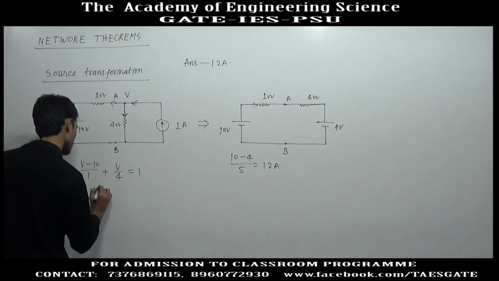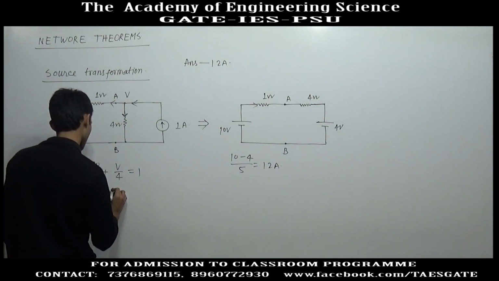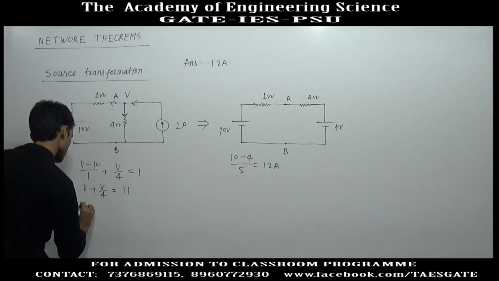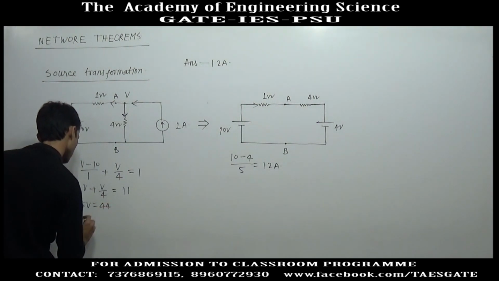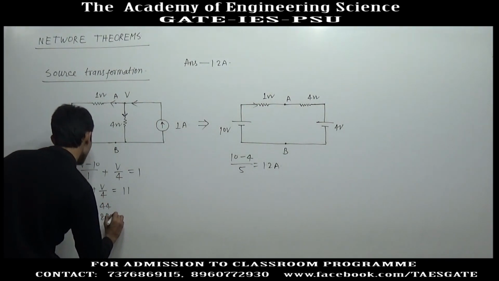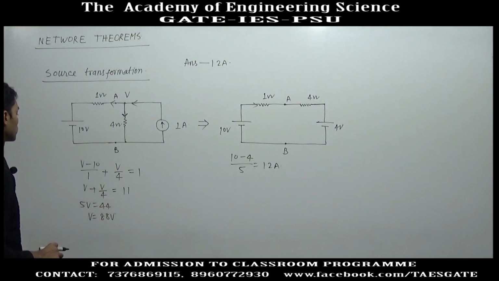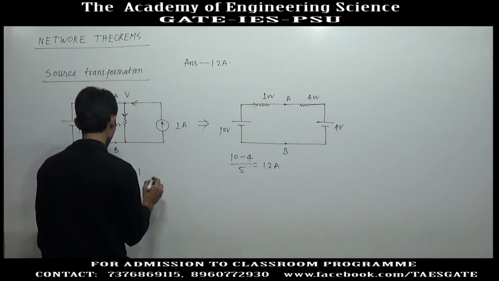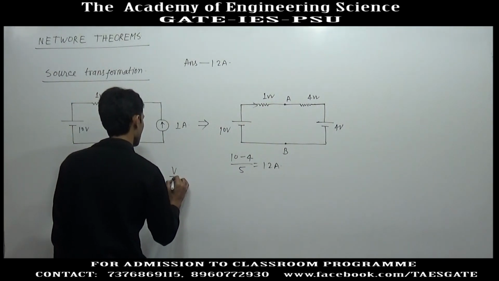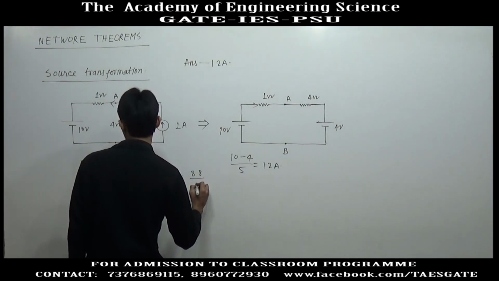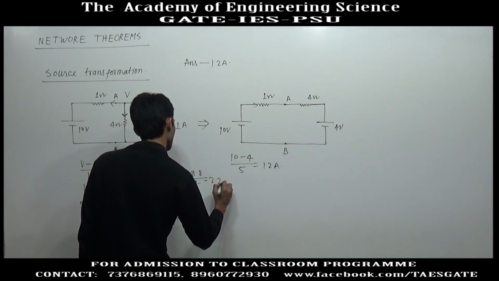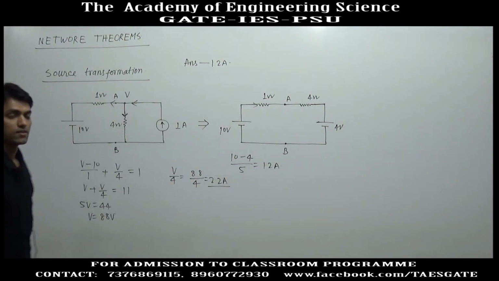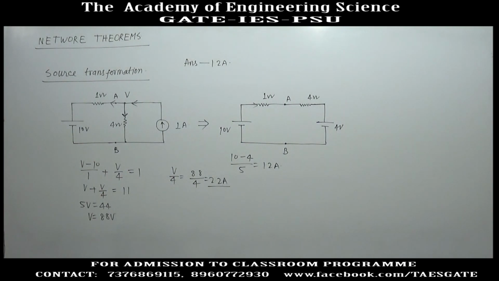So V plus V by 4 is equal to 11. So 5V is equal to 44, V is equal to 8.8 volt. If it is 8.8 volt, then the current in the 4 ohm resistance is V divided by 4, that is 8.8 divided by 4, which is 2.2 ampere. There is a mismatch in the answer. So what was wrong here?